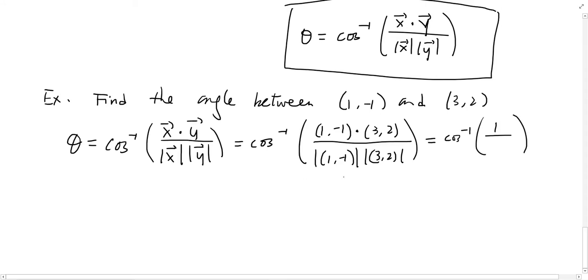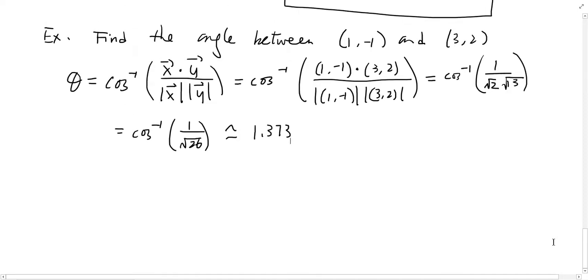The bottom: the length of (1, -1) will be 1 squared plus 1 squared, then the square root of that, which is radical 2. And then 3 squared plus 2 squared is 9 plus 4, which is 13, so square root of 13. When you multiply radicals together, they just combine, so it becomes radical 26. So that's basically what it is. If you don't have a calculator, you can just say cosine inverse of 1 over radical 26. But if you have a calculator, you find that this is roughly 1.373. And yes, we are going to be doing it in radians, unless the question specifies that we want degrees.